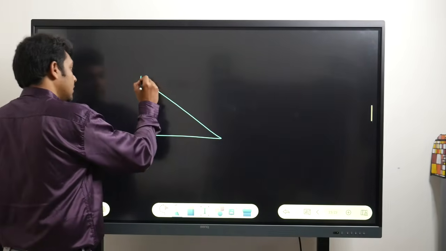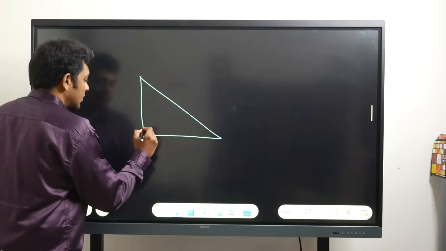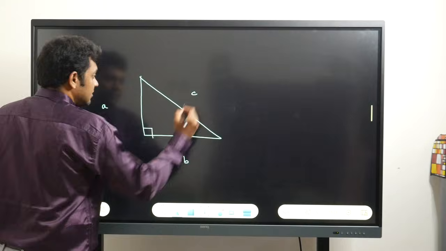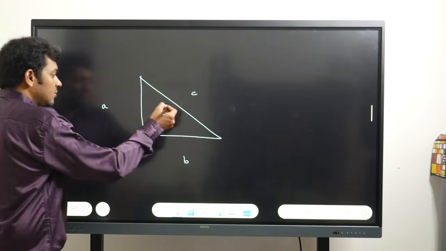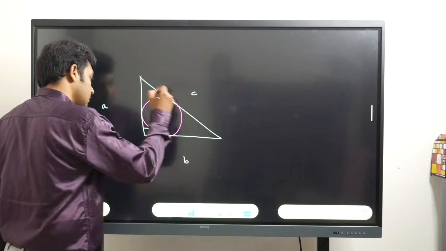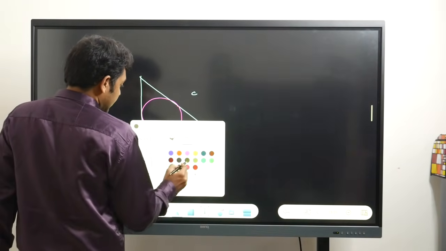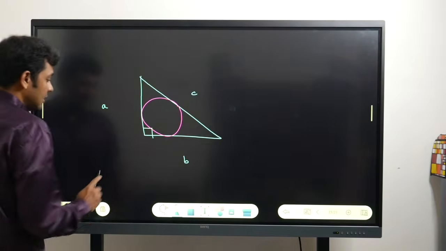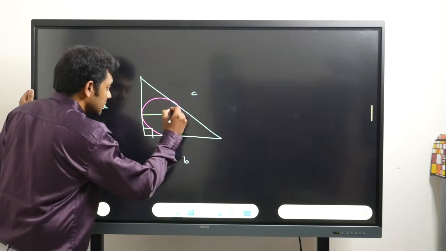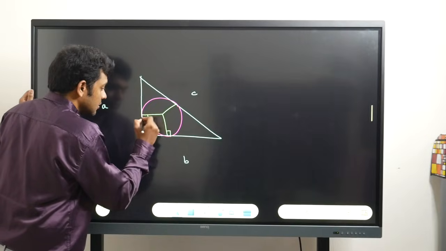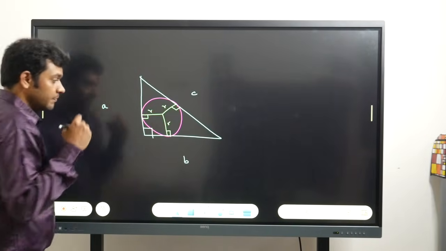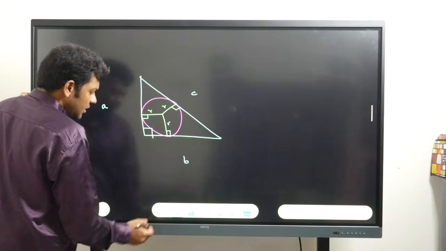Now let's take the other part. So right angle triangle, the sides are, let me say, A, B, C, right? So let me have the incircle. Okay, right angle triangle, this is my incircle, right? So this will be my inradius, r.